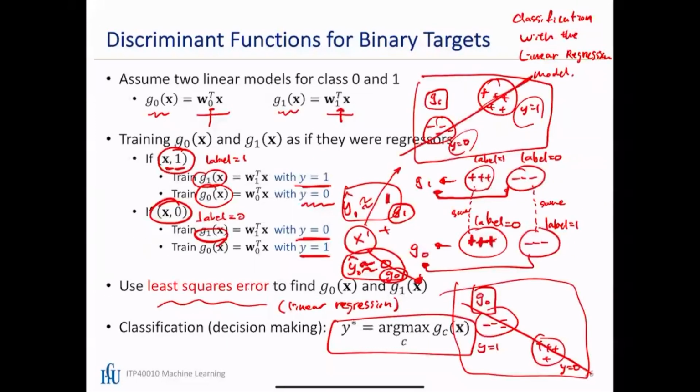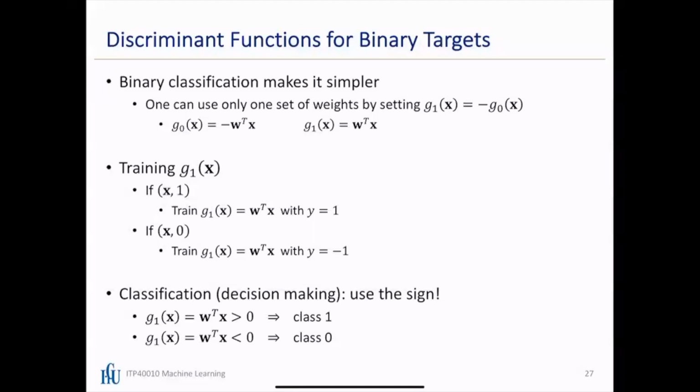In the previous case, we had two sets of weight vectors, one and another. This requires two sets of weight vectors, but we can make a modification to have only one set of the weight vector by setting G1 equivalent to negative G0. So instead of building W1 x and W0 x, from now on we are going to define G1 as W^T x and G0 as negative W^T x.